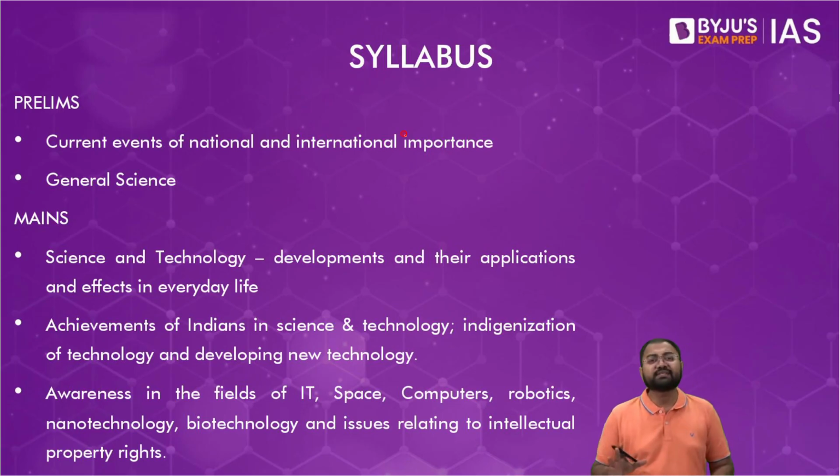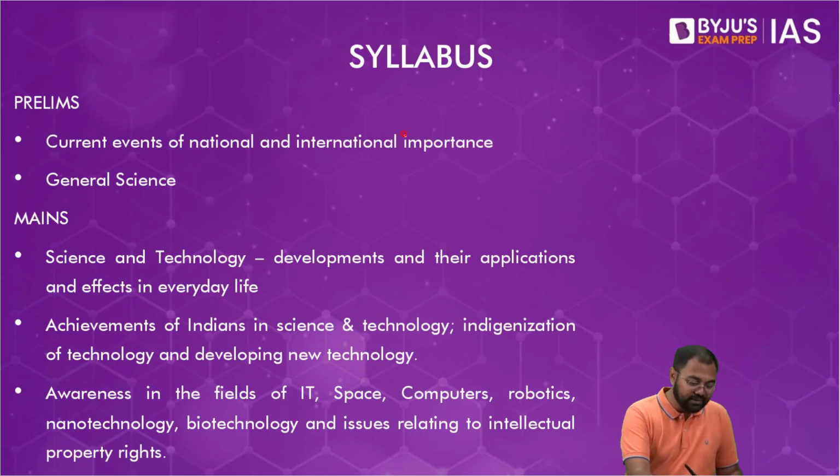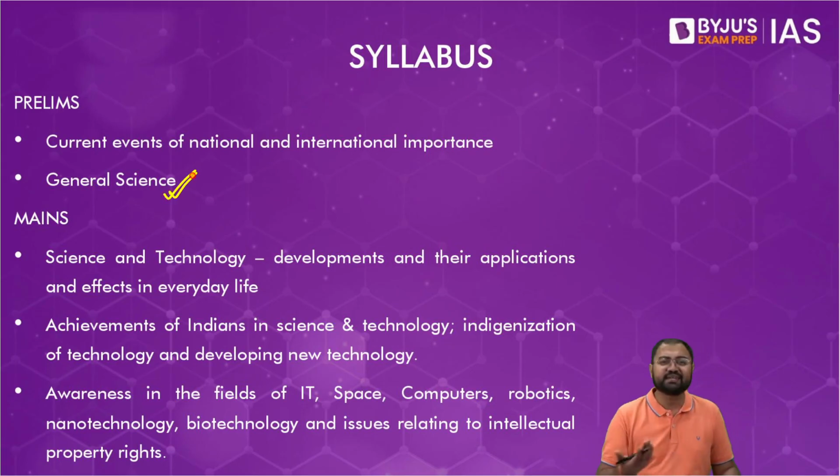Now, when you look at the syllabus of science and technology in the prelims examination, nothing really is very clear about what needs to be read. So if you see, the only thing that they have written is general science. Now, when we say general science, we don't know how general this general science is. Where do we begin and where do we stop? Correct. So that's why we do not really get an idea.